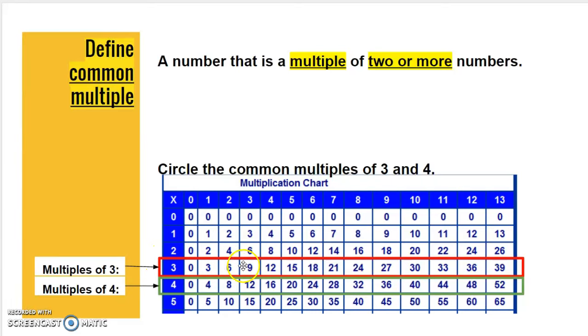Right? So here in this row is all the multiples of 3, 3 times 0, times 1, times 2, times 3, times 4, and so on. And then here's all the multiples of 4. And I want you to go through and circle all the ones that they both have, like they both have 0, and so on. So pause the video, do that, and then come back.